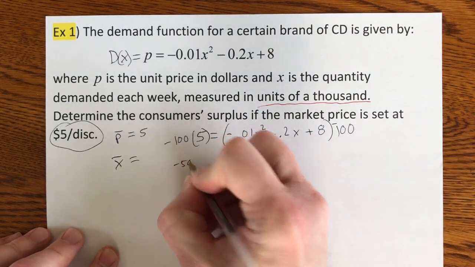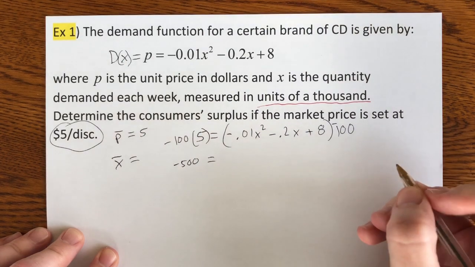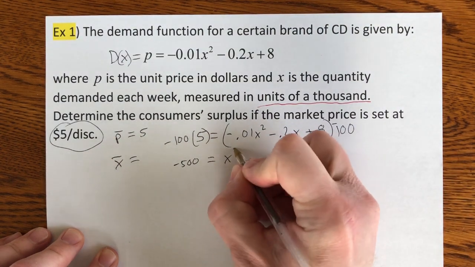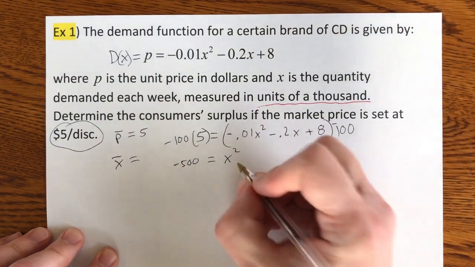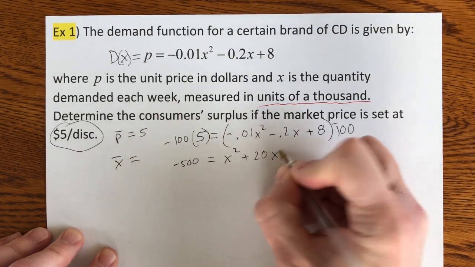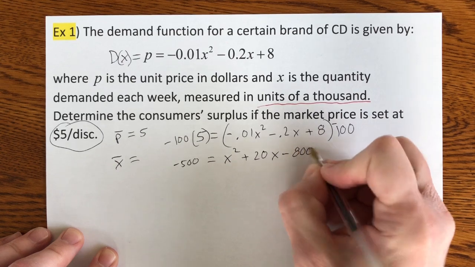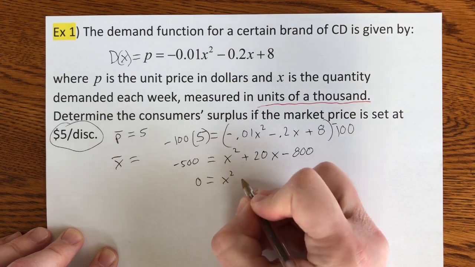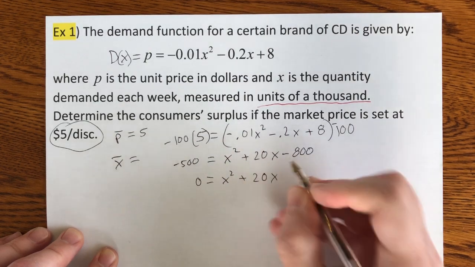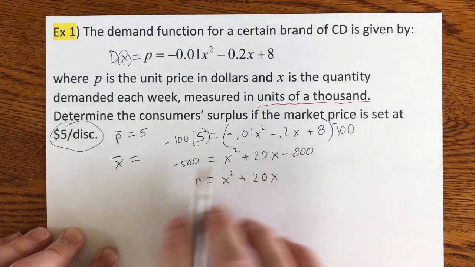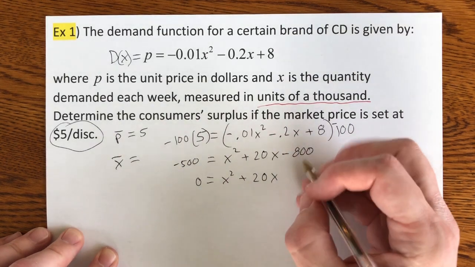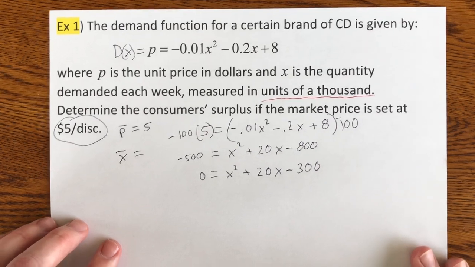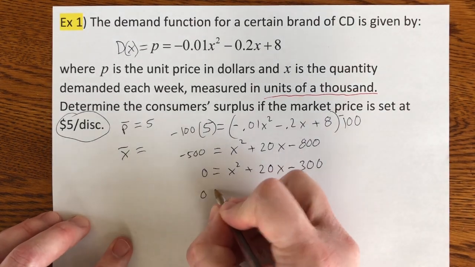We get negative 500 equal to what? X squared plus 20x minus 800. Now I'm going to set this thing equal to 0. So I'm going to add 500 to both sides. I'm now adding 500 to both sides. That's going to give me this. And now we can hopefully factor.